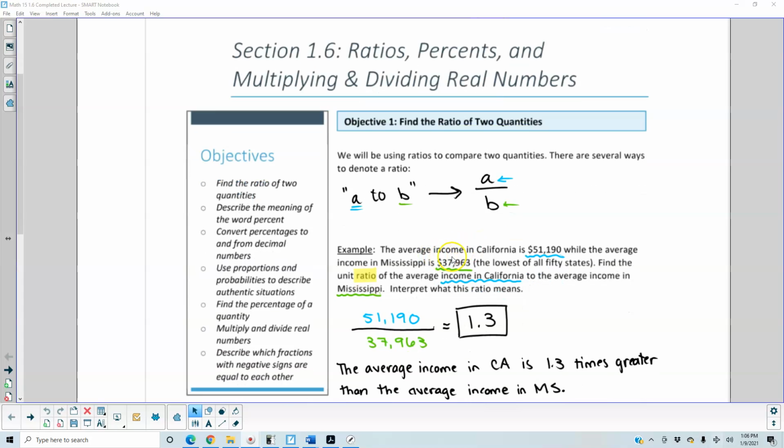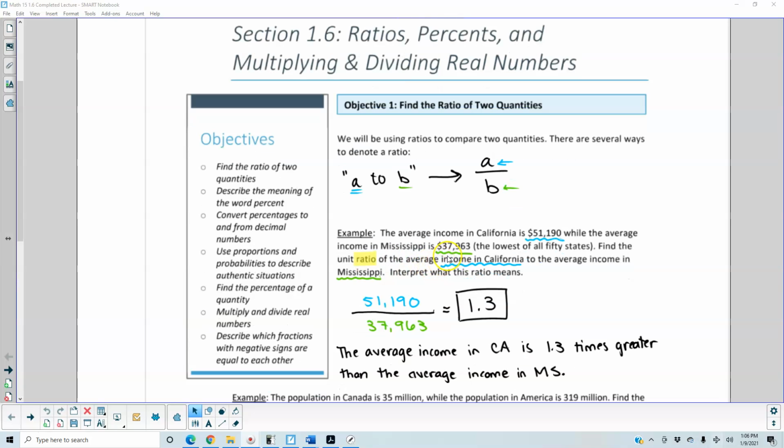So for example, the average income in California is $51,190, while the average income in Mississippi is $37,963, the lowest of all 50 states. Find the unit ratio of the average income in California to the average income in Mississippi, and then interpret what this ratio means. So California is written in the numerator, and Mississippi's number is going to be written in the denominator.